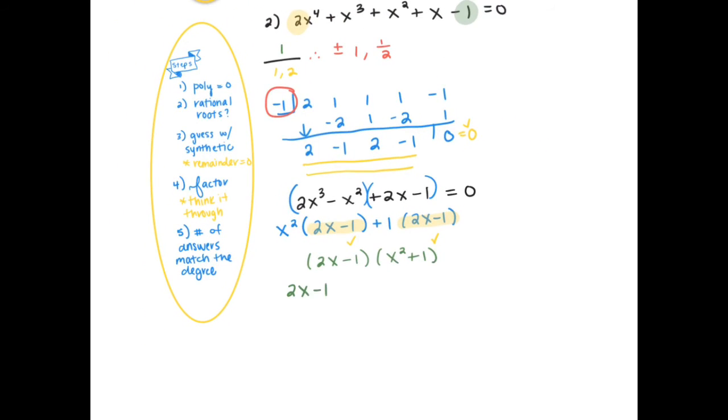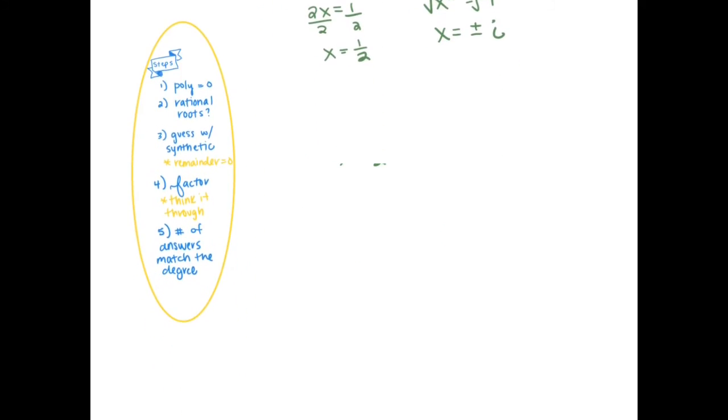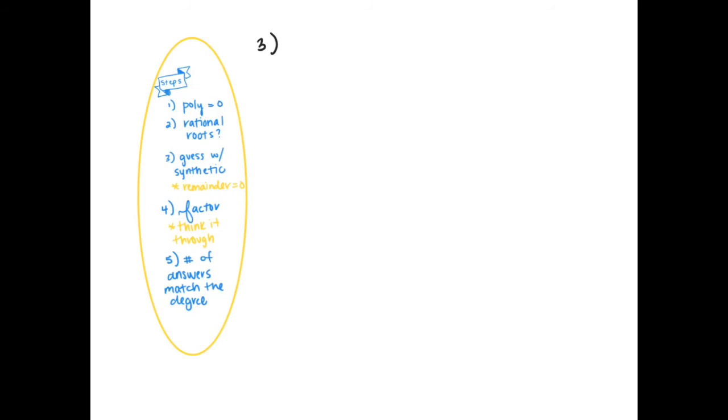So now from here, separate them, set them equal to 0, and solve. So I should add 1 and divide by 2 for 1/2, then subtract 1, square root. Don't forget your plus or minus, and I get i. So my 4 answers here are negative 1, 1/2, plus or minus i. Remember, plus or minus takes care of 2 answers.